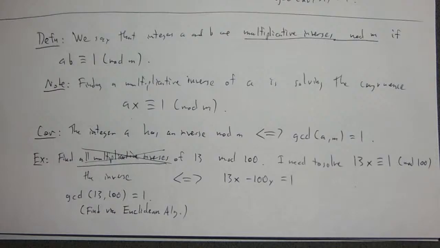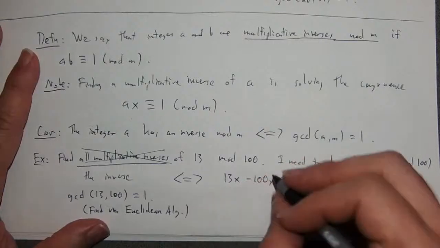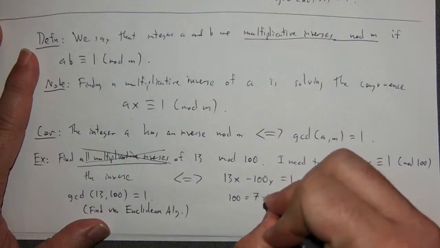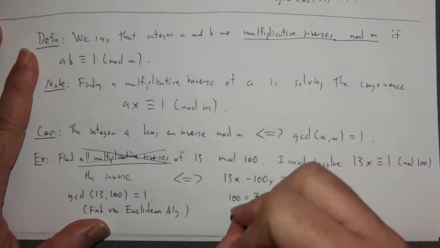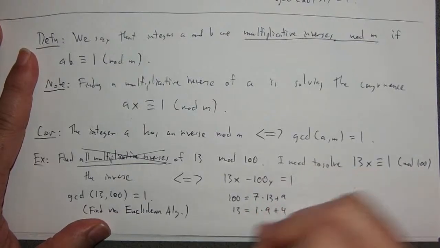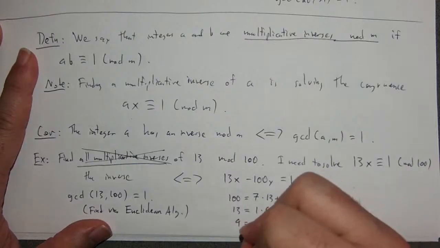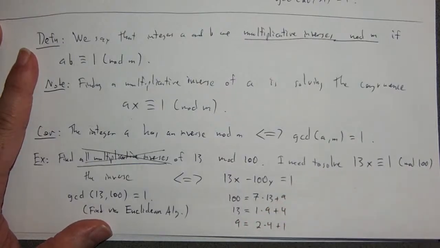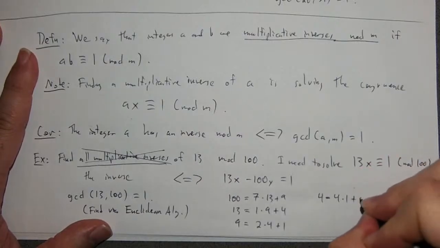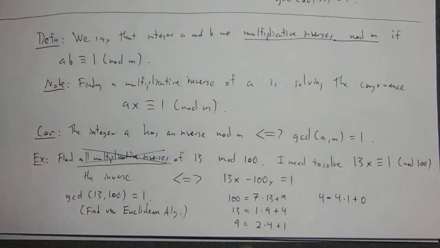Okay, so finding via Euclidean algorithm, if I write this out, 100 is 7 times 13 plus 9. 13 is 1 times 9 plus 4. Next is 9. 9 is 2 times 4 plus 1. And lastly, 4 is 4 times 1 plus 0. Okay. So continuing this example on the next sheet.